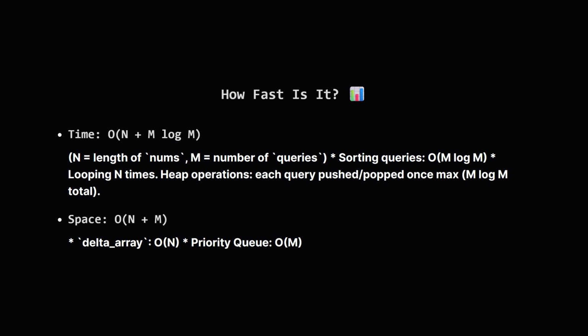Much better than trying all combinations. For space complexity, we use the difference array which takes order n space. The priority queue, in the worst case, might hold all queries, so that's order m space. So the total space complexity is order n plus m.